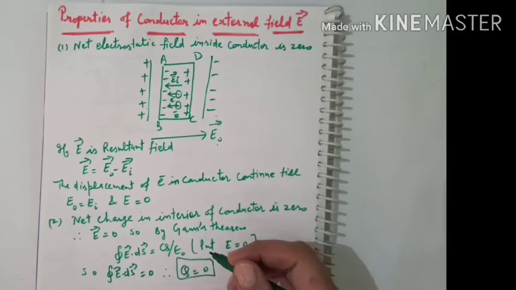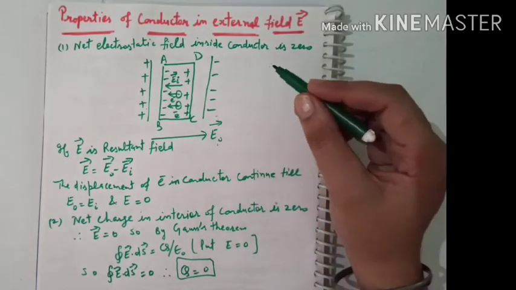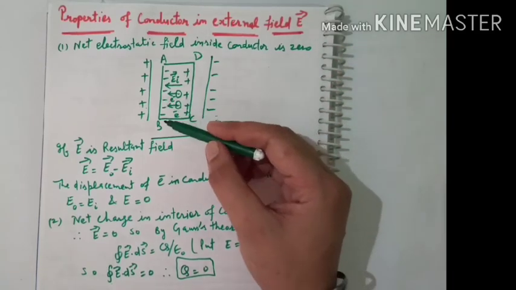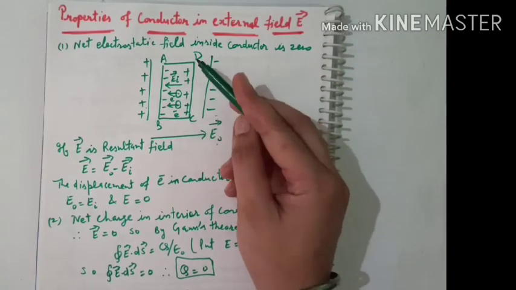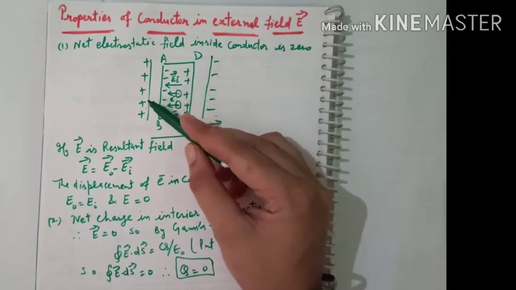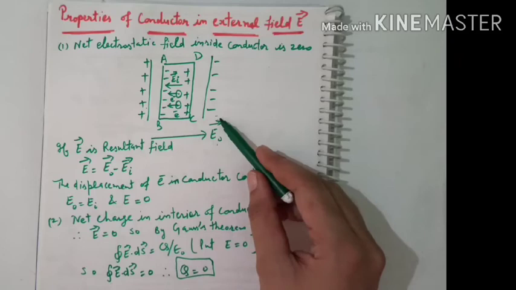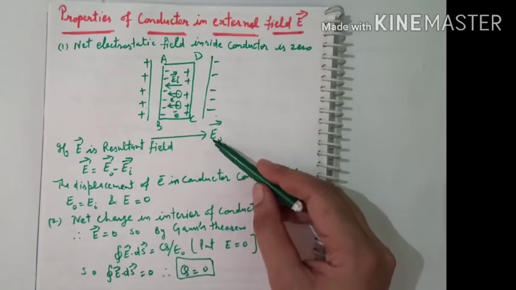Hello everyone, the topic is properties of a conductor in an external electric field E. So we have a conductor ABCD. This conductor is placed in a uniform external field from left to right, E naught.